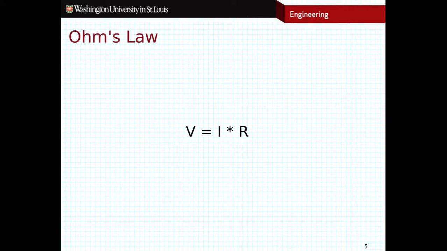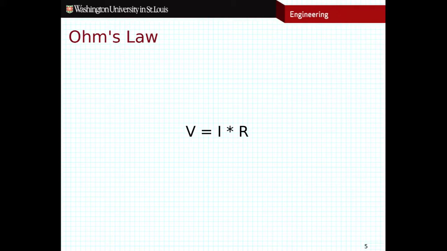This law is useful not just in this form, but in its other forms as well. Basically, if I know any two of these three, I can find out the other one, right? So if I know the voltage and the resistance, I can determine the current, or if I know the voltage and the current, I can determine the amount of resistance in the system.